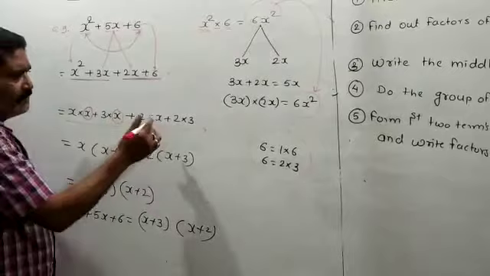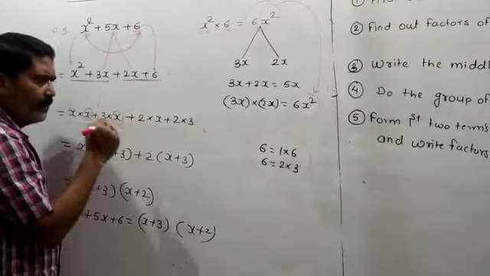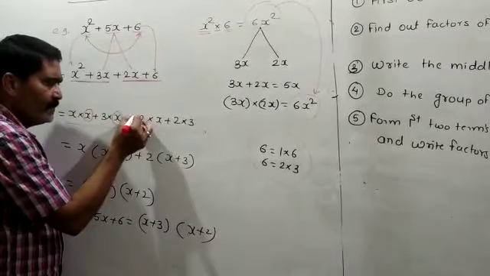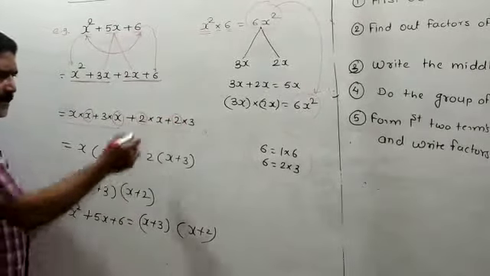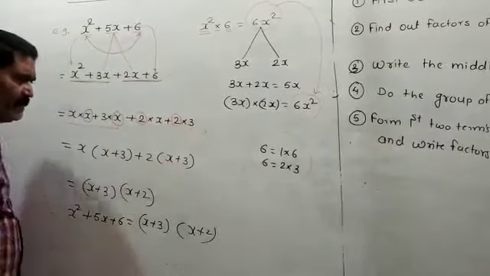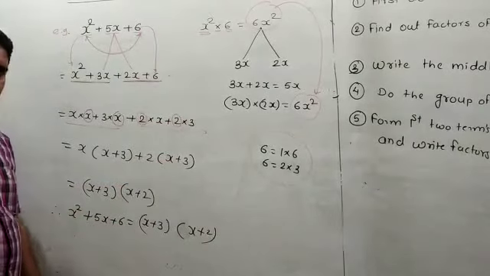After that you have to see within the last two terms what will come common. That you have to see, 2 is present here, 2 is present here also. If you take out 2 common, at that time what remains? x plus 3 remains. You have to write x plus 3 as it is.